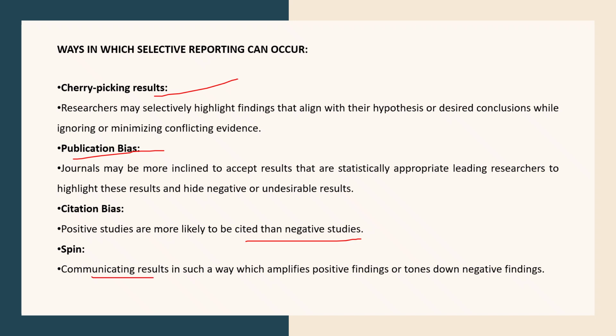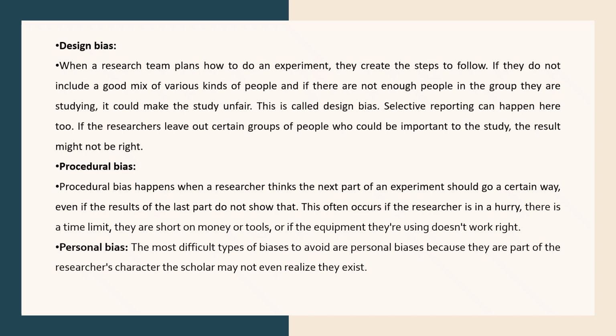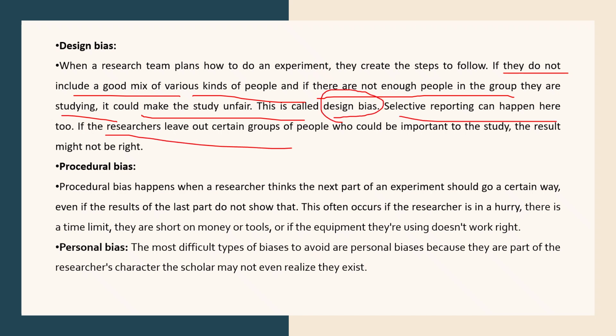Spin: communicating results in such a way that amplifies positive findings or tones down negative findings. Design bias: when a research team plans how to do an experiment, they create the steps to follow. If they do not include a good mix of various kinds of people, and if there are not enough people in the group they are studying, it could make the study unfair. This is called design bias. Selective reporting can happen here too. If the researchers leave out certain groups of people who could be important to the study, the results might not be right.